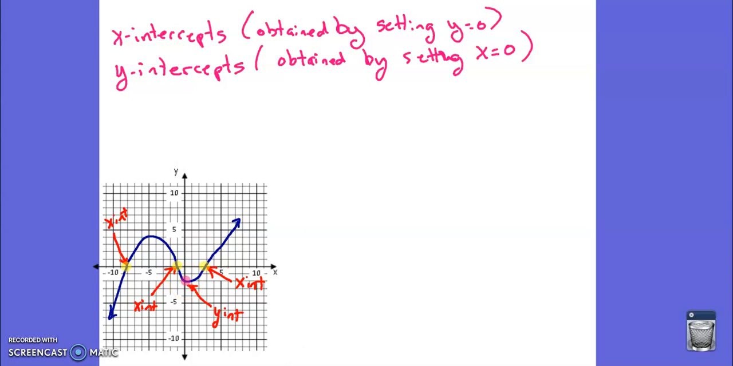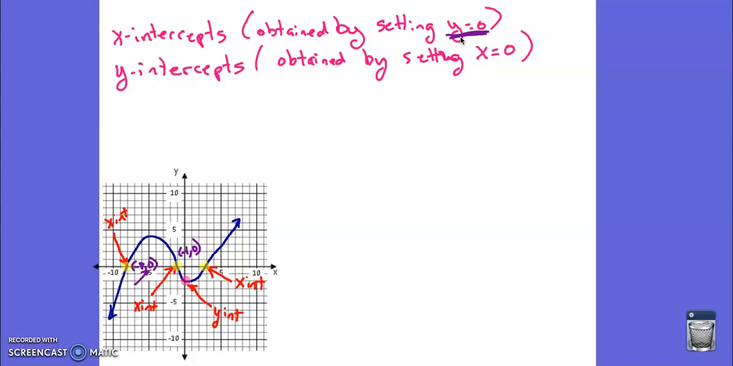Now, how do you actually get it? Well, the x-intercepts are obtained by setting y equals 0. And I want you to make sense of this. Like if this point is actually -8, 0, notice the y is 0. This point is -1, 0. Notice the y is 0. So even if you can't remember which one you set equal to 0, think of a point that's an x-intercept, and the y has to be 0.